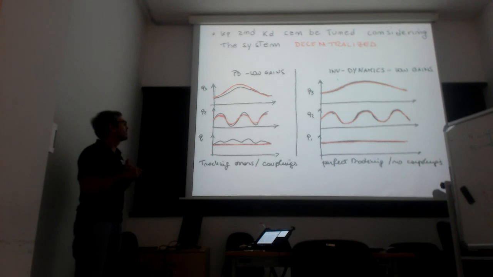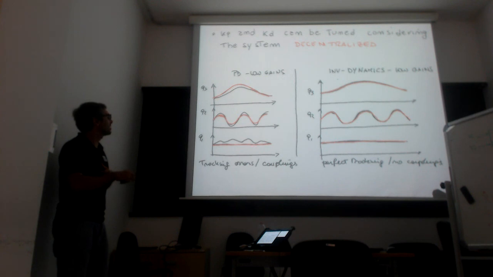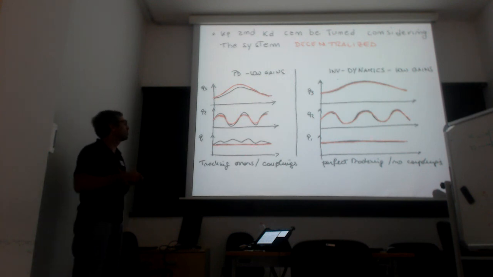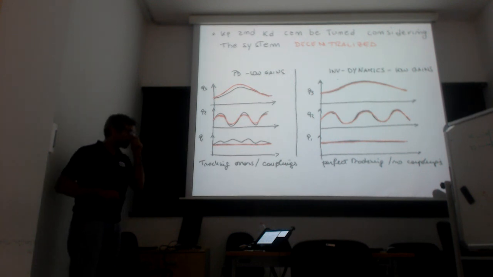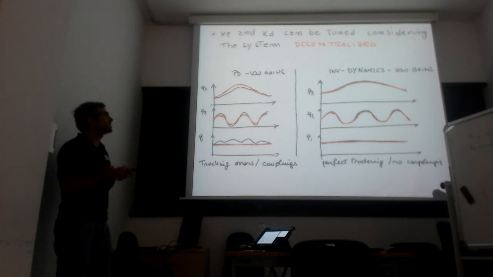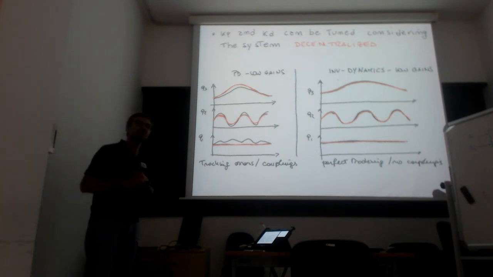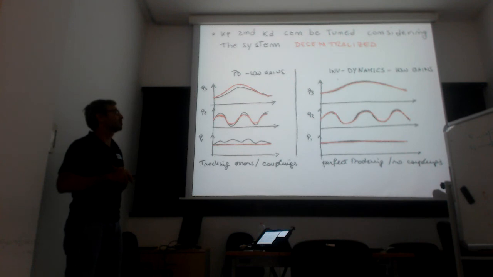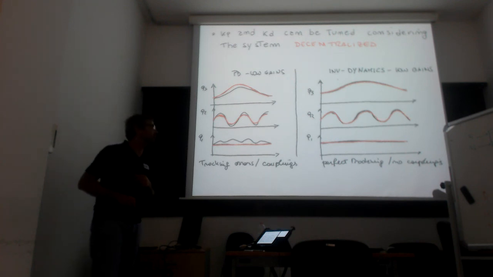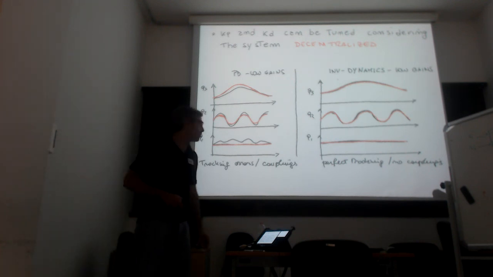and you see that you have a big tracking error because you have low gains and there is influence due to the other joints, in particular here. This is supposed to have a constant reference, and this joint is moving because of the motion of the other two. While with inverse dynamics, with the same low gains, we achieve a perfect tracking because we eliminate completely the coupling influence.